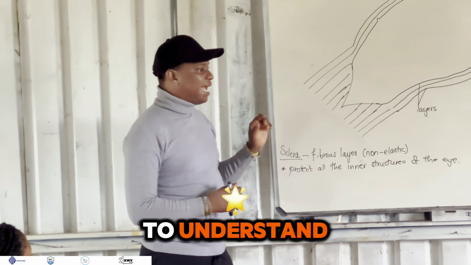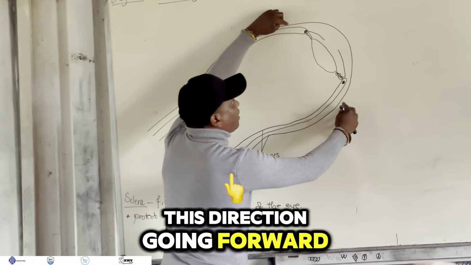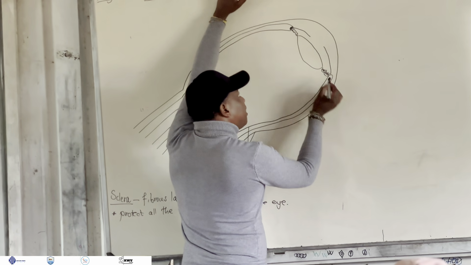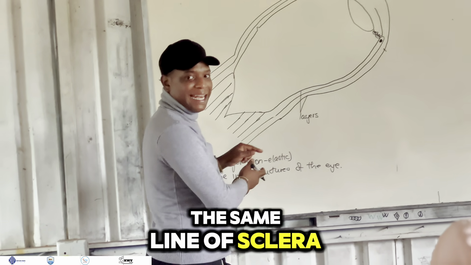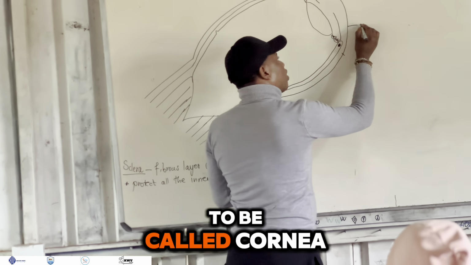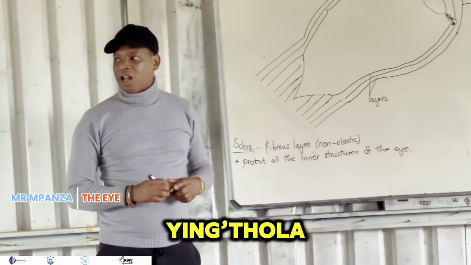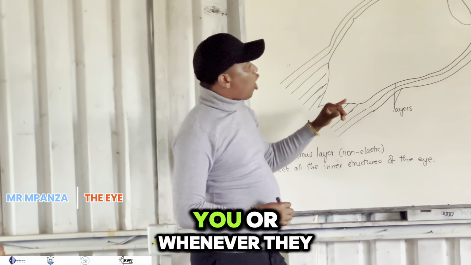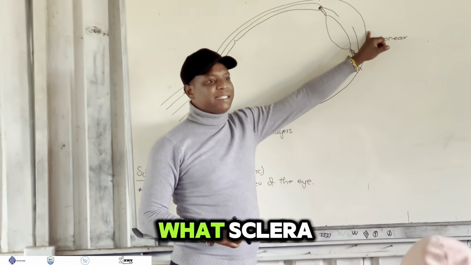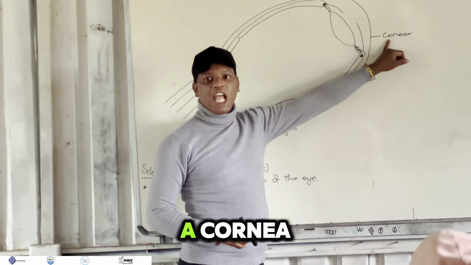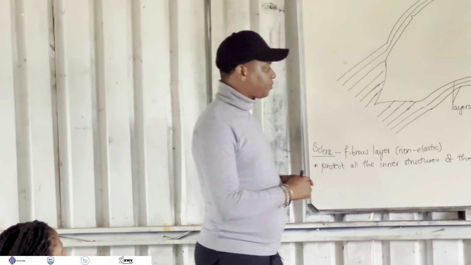Another thing that you need to understand: when you move in this direction, going forward, the same line of sclera in front is going to be called the cornea. Also, whenever they point an arrow here, you cannot say it's the sclera. That becomes the cornea. Alright, that's the first layer that we have.